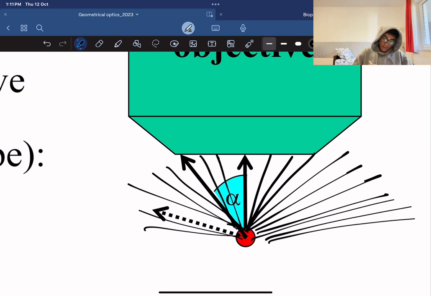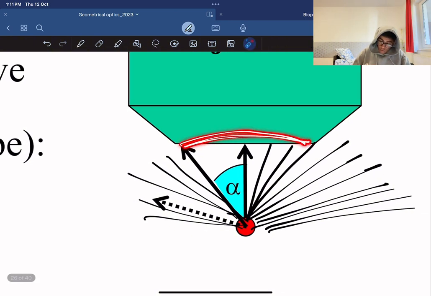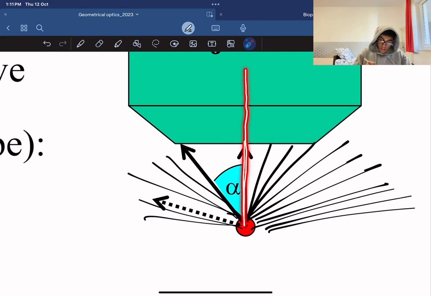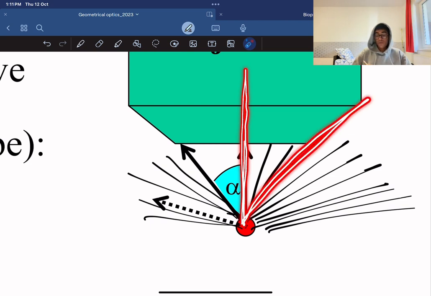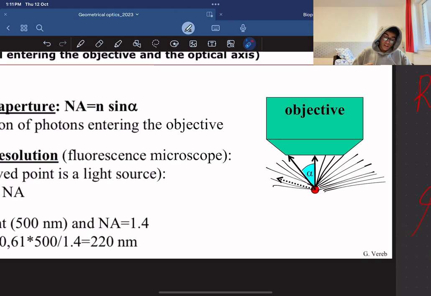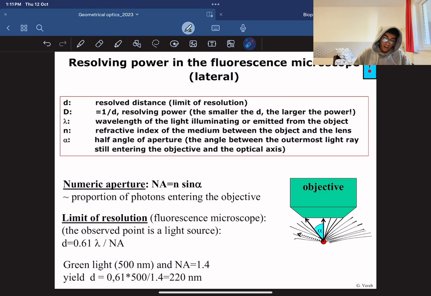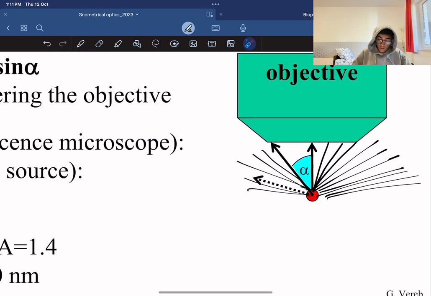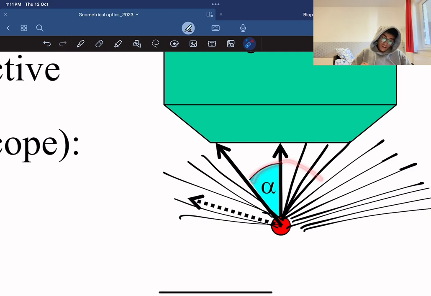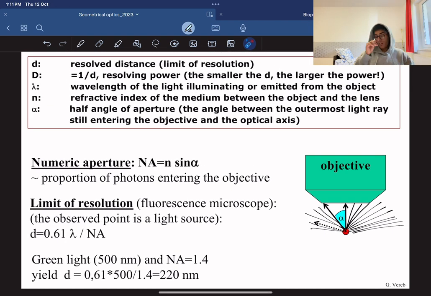But the rays that are going from here to here are the only rays which are effective, right? So the angle between the central ray, which is definitely passing through the object, and the farthest effective ray is nothing but our alpha, the half angle of aperture. We don't take the whole thing, we take only half of it. So again, the angle between the central ray and the farthest effective ray is alpha, the half angle of aperture.